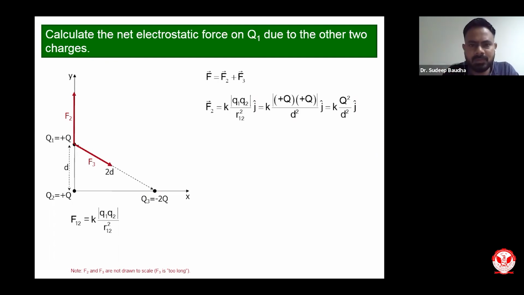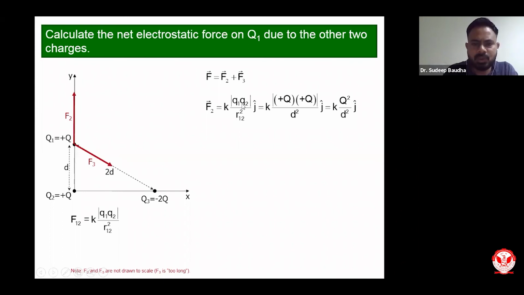So what we can do is individually find the values of F2 and F3. F2, as you can see, we can directly write from Coulomb's law: F2 equals k Q1 Q2 upon R12 squared, j hat, because it is only in the y direction. Please remember these unit vectors i, j, k. i is for x, j is for y, and k is for z. Right now we don't have a z direction. It is a two-dimensional problem, so we use i and j.